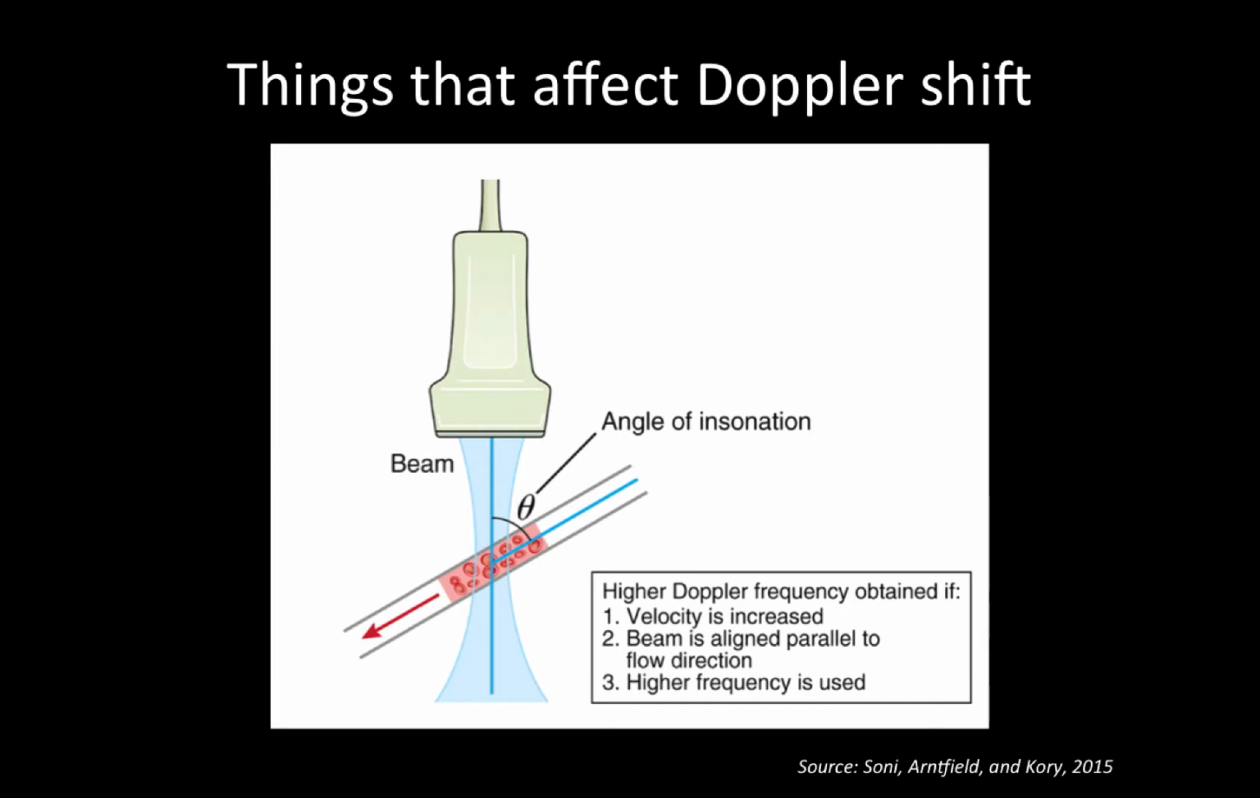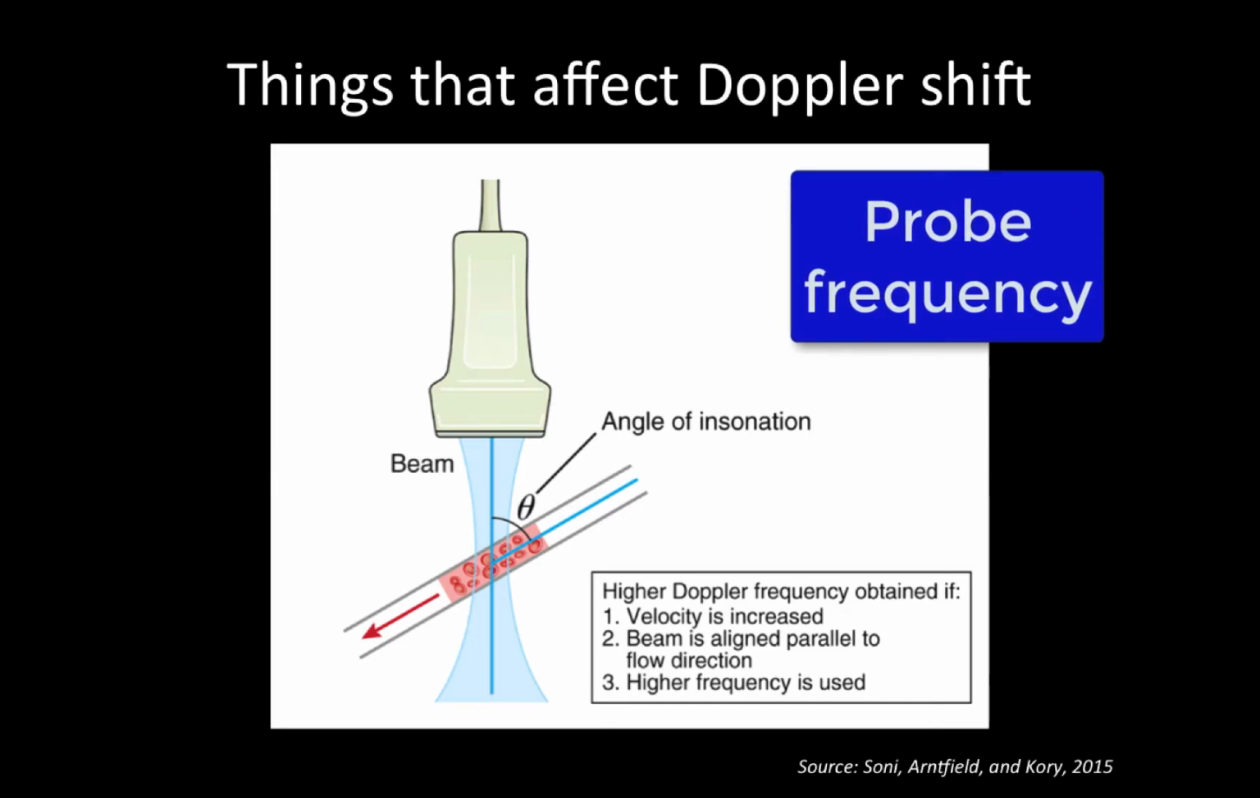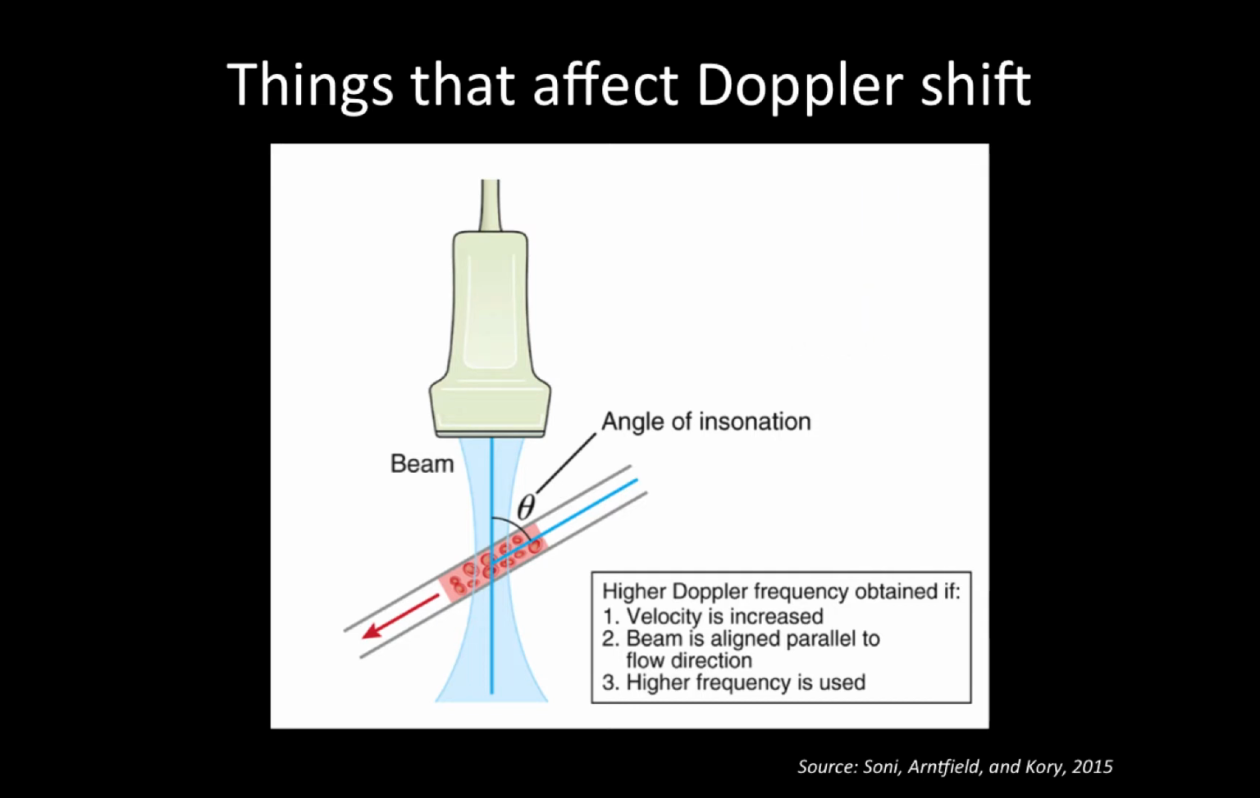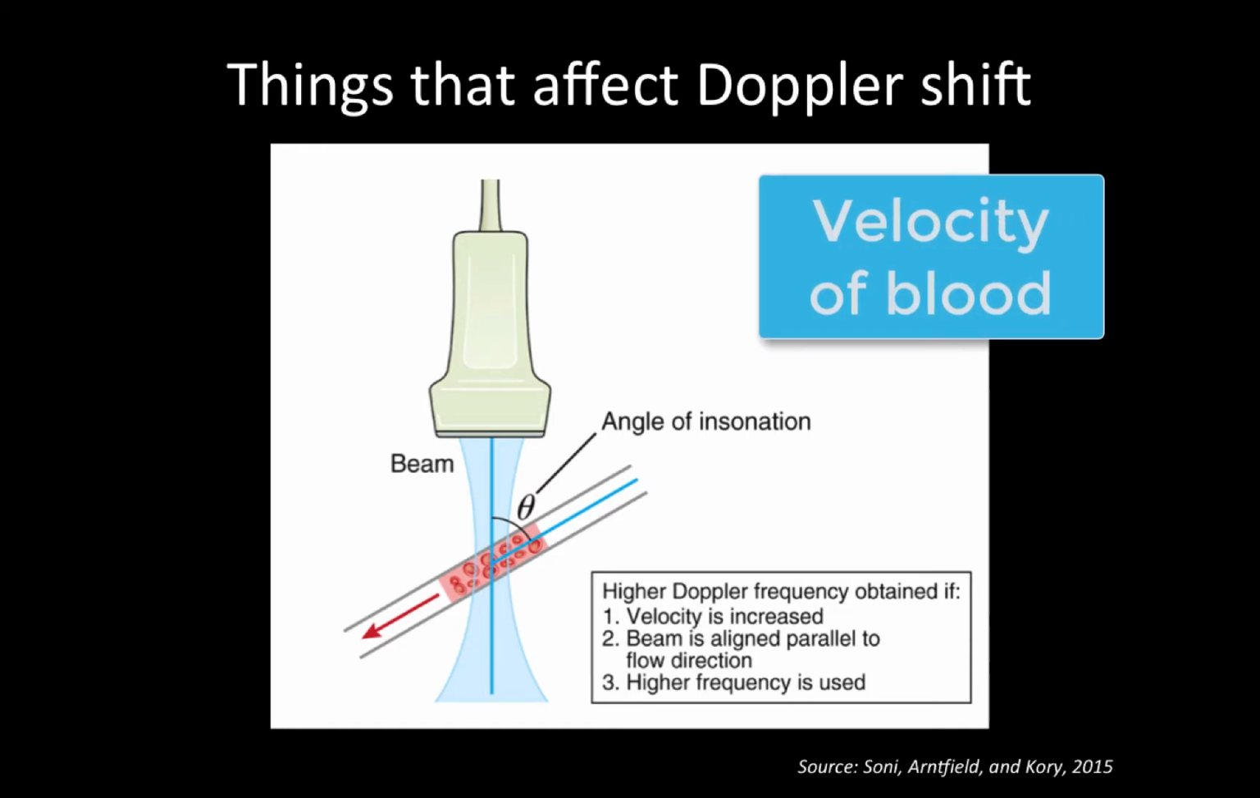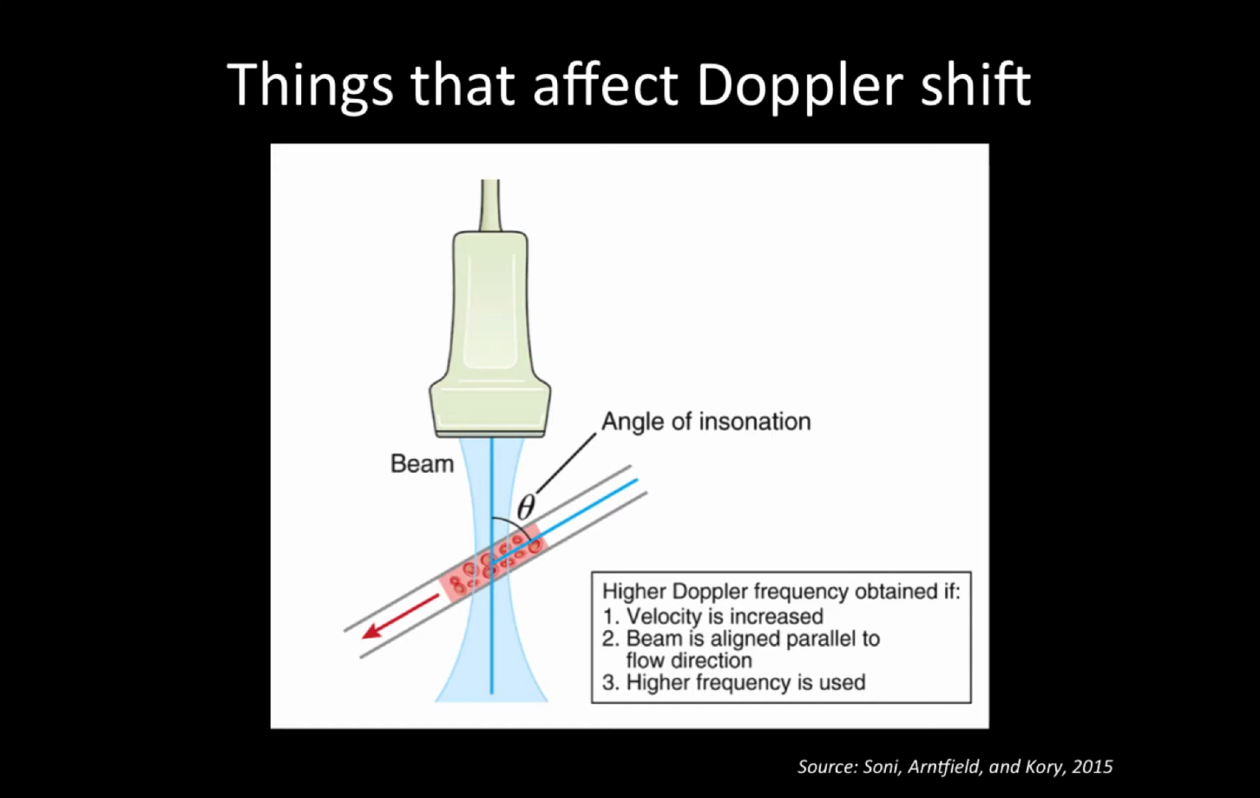So there are a few things that can affect the degree of Doppler shift. Higher frequency probes, like the linear probe, will generate greater Doppler shift. However, the selection of your probe is always going to be a balance between sensitivity to flow with high frequency probes versus penetration with lower frequency probes. The next thing that can affect your Doppler shift is the velocity of blood itself, with higher velocities of blood generating a greater Doppler shift. And finally, your angle of insonation.